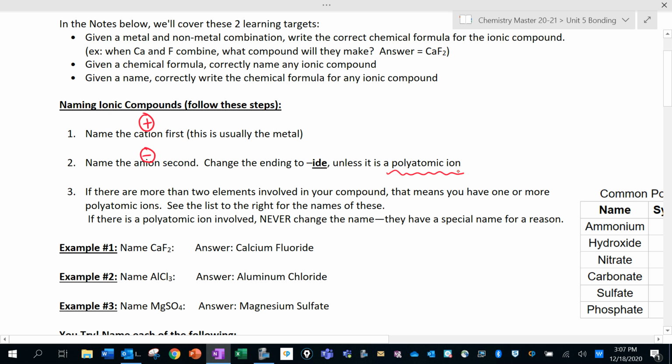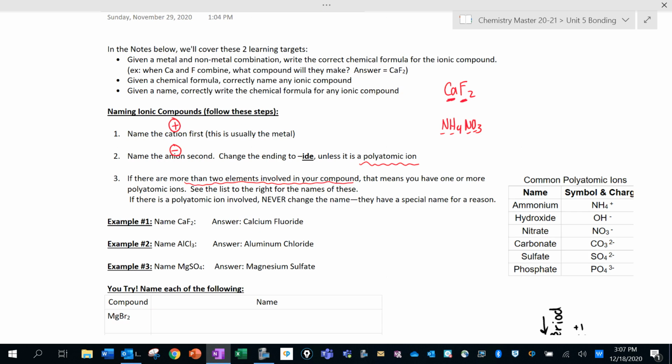So you will know you have a polyatomic ion if you have more than 2 elements involved in your compound. So like if we look at some examples here, like CaF2, that just has 2 elements in it, calcium and fluorine. But if we see this, NH4NO3, that's got 4 elements in it. So if you see more than 2 elements, that's a sign that you have a polyatomic ion. And when there's a polyatomic ion involved, you don't do anything to the name. You just write it, based on this table right here.